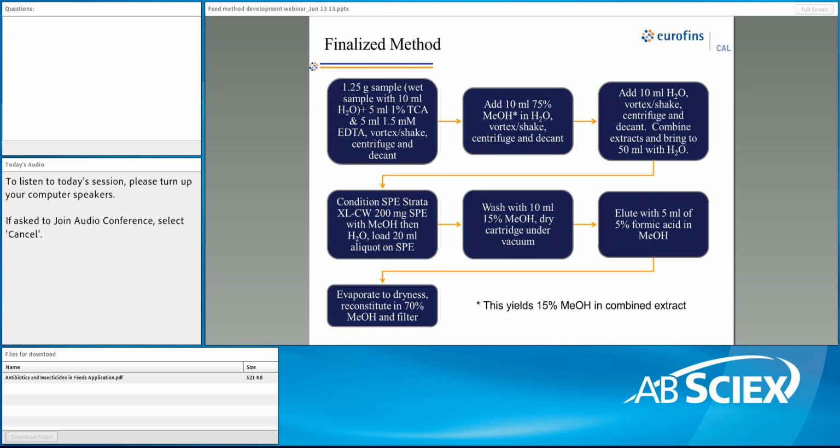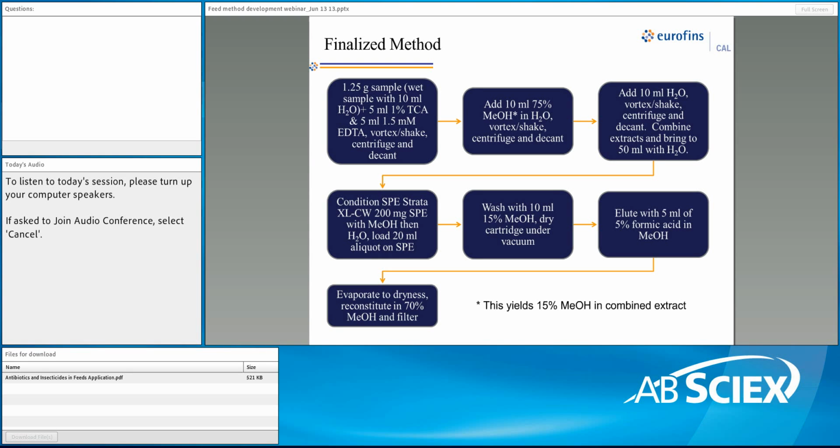At this point, we have essentially a finalized method based on all the data that we've compiled. As you can see here, what we concluded is using a 1.25 gram sample, which is wetted with water first. For anyone that's worked with dry feeds before, we find that wetting step to be quite important. If you move straight to an extraction without it, your recoveries are much lower.